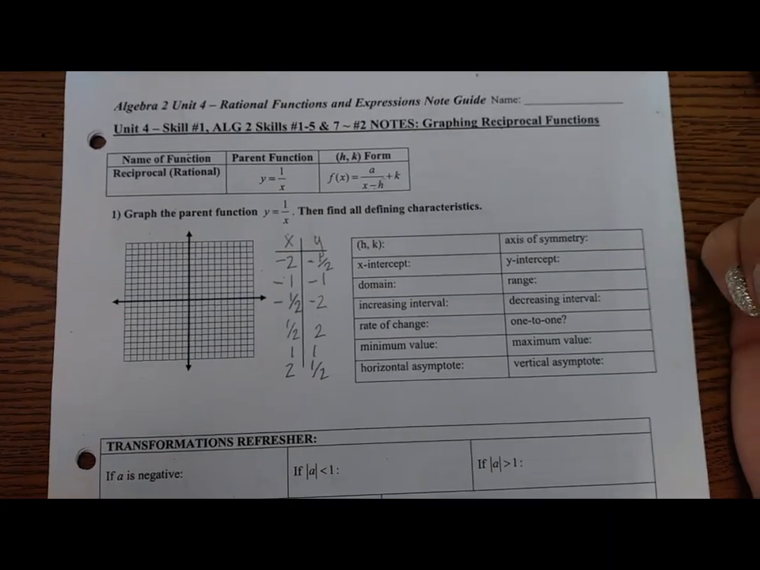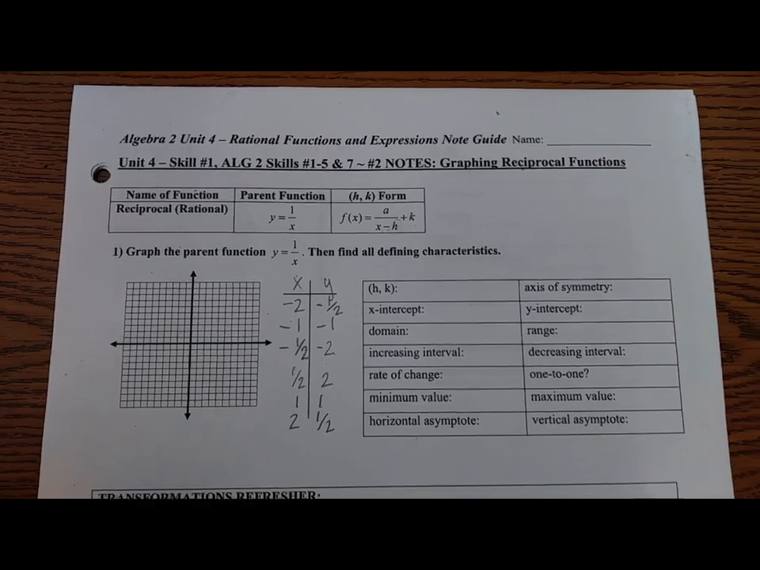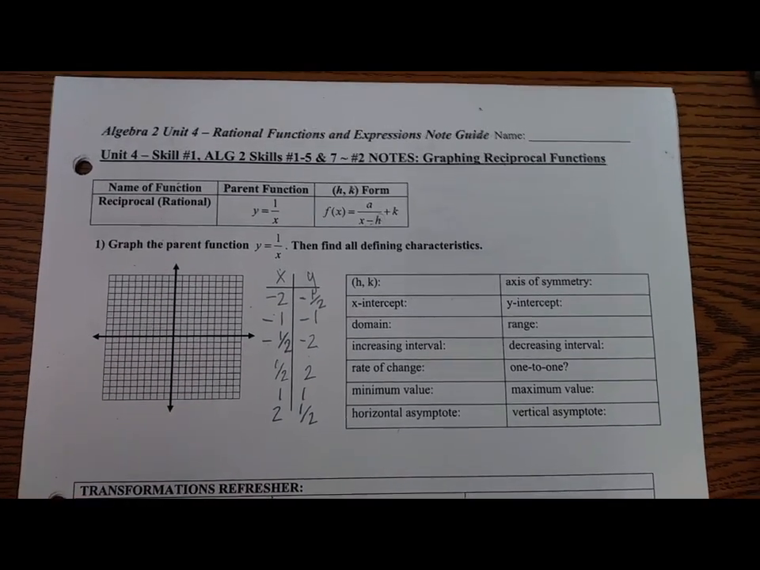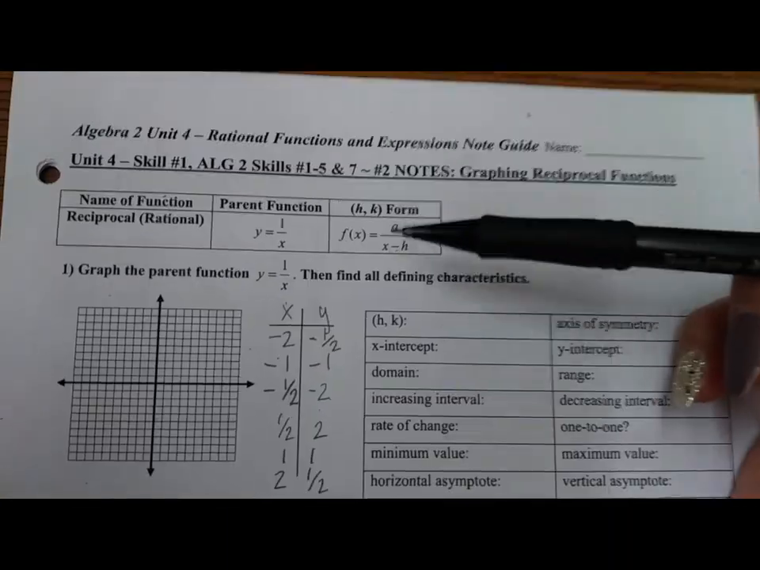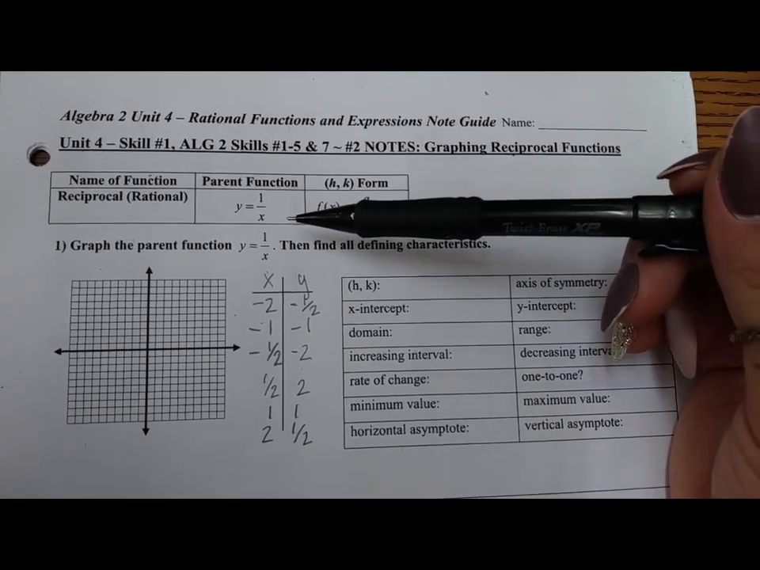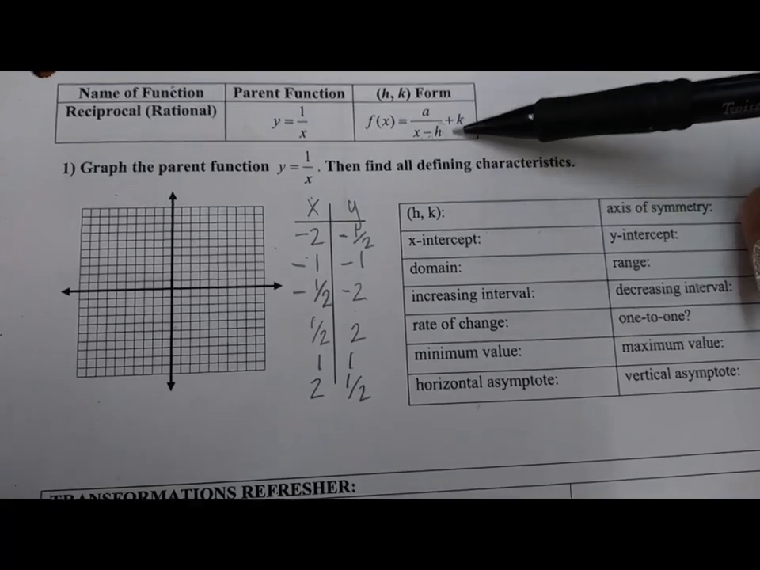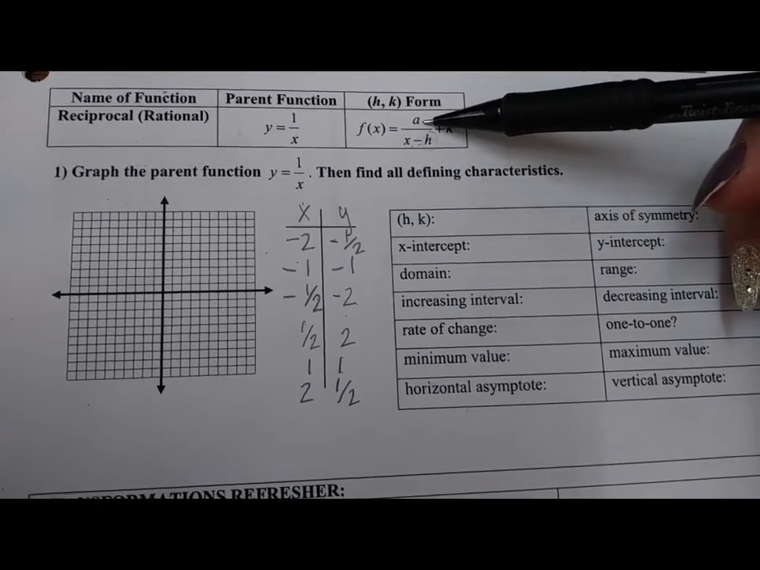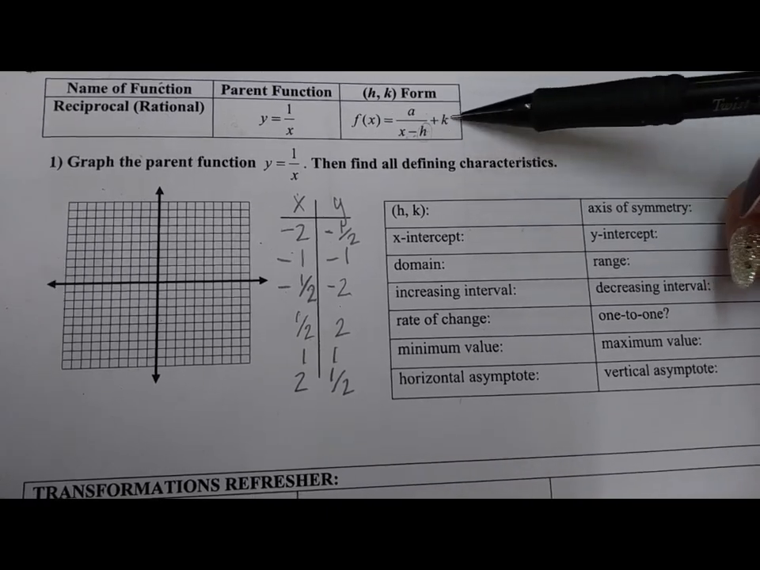Good morning. So today we're going to be graphing reciprocal functions. Don't freak out. It's a lot easier than it looks. All it means is that instead of y equals x, like a linear function, it'll be y equals 1 over x. So in HK form, it's going to look like y equals a over x minus h, plus k.